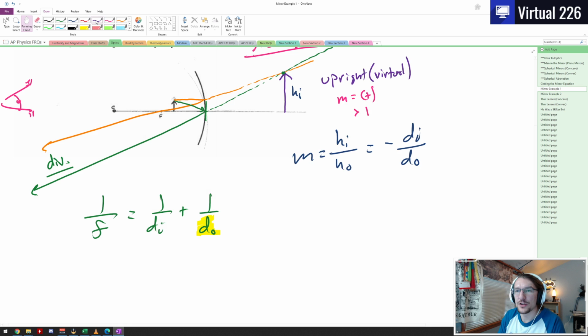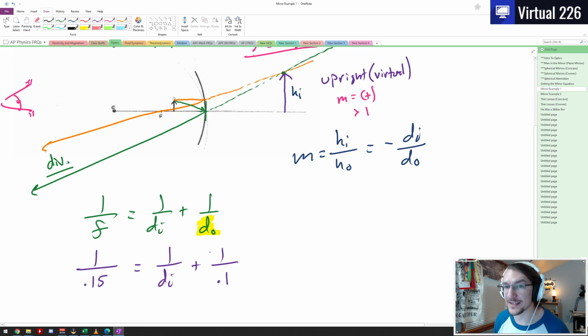So we can say here that this equation is going to become 1 over 0.15 equals 1 over di plus 1 over 0.1. Now, if you wanted to, you could actually leave this as 15 and 10 and keep everything in centimeters. There's nothing wrong in that. Just your di will be in centimeters instead of meters. So just be careful, okay?